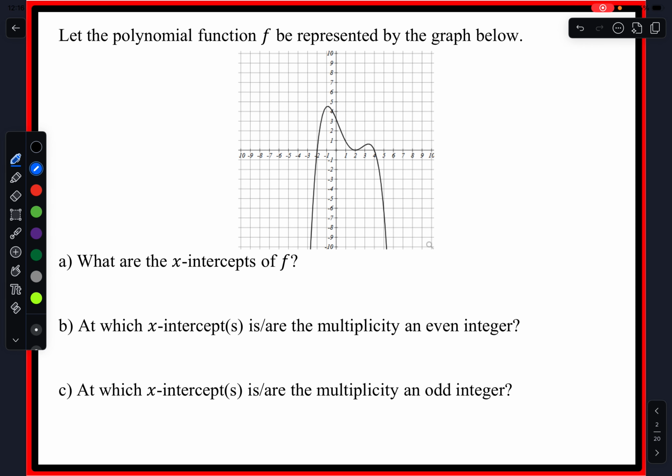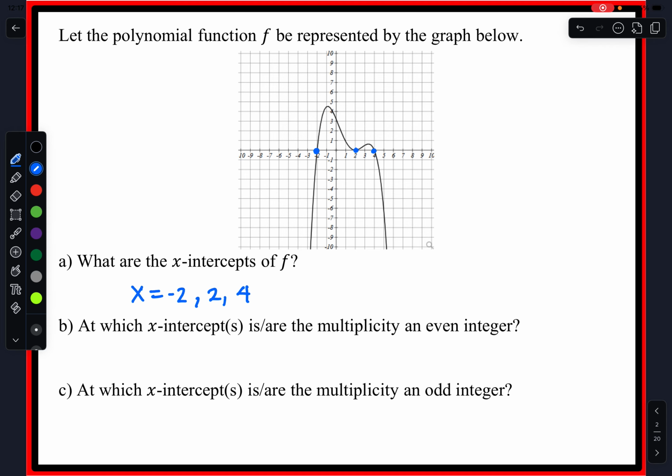Our intercepts are going to be where we cross the x-axis or touch the x-axis. So these are going to be our x-intercepts, our zeros. So x equals -2, x equals +2, and x equals 4. Well, what are going to be the multiplicities to these intercepts, to these zeros?